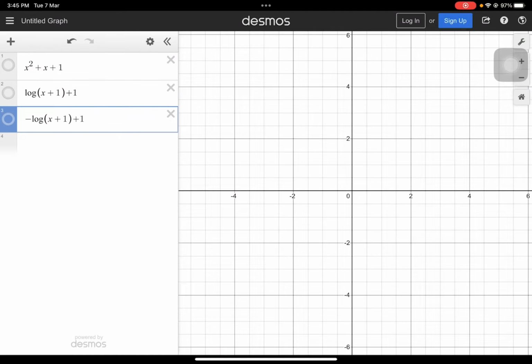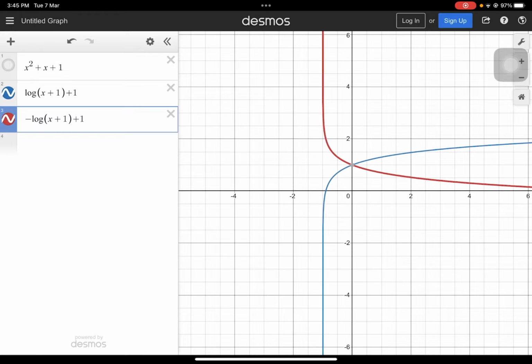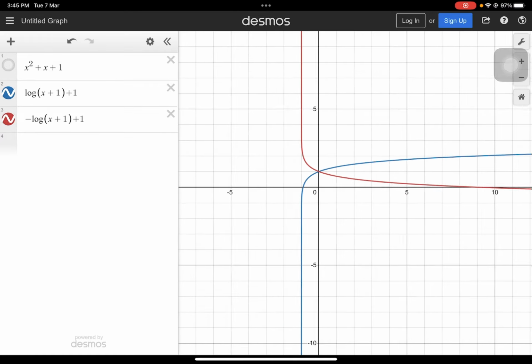So I'm going to explain about log graph and negative log graph, which is +1 inside the brackets. It represents the vertical asymptote, which is -1. Meanwhile the +1 outside is how the graph is shifted. Here's the difference between log and negative log graph.